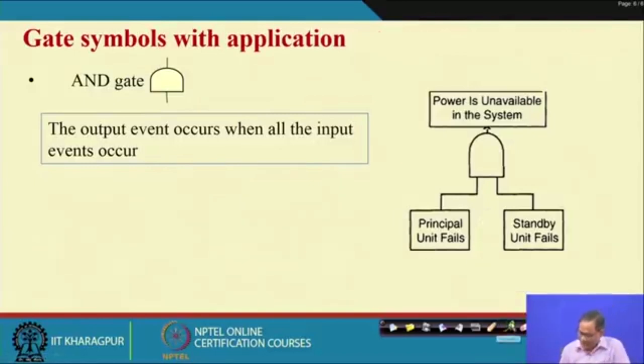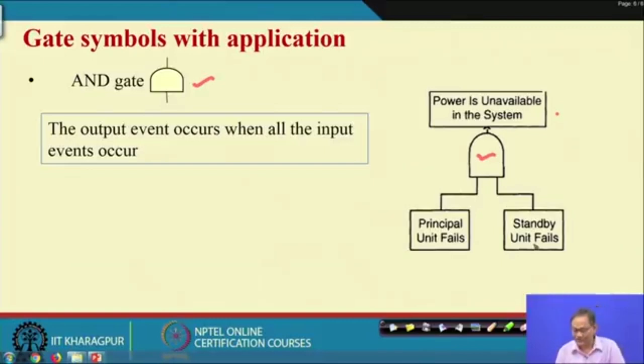Okay. Now first is the AND gate. What does it mean? The output event occurs when all the input events occur. This is an AND gate. What is the output event? Power is unavailable in the system. What are the input events? Principal unit fails, standby unit fails.